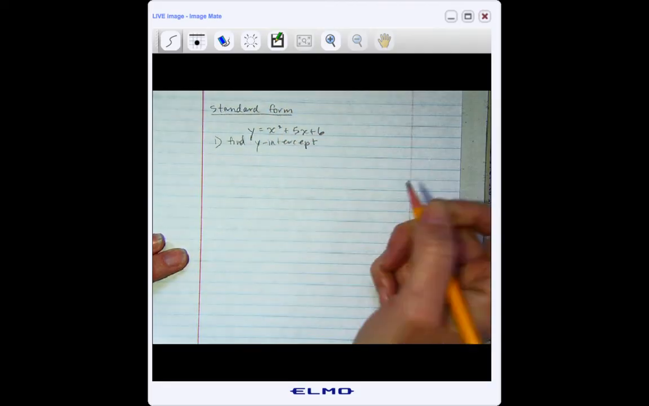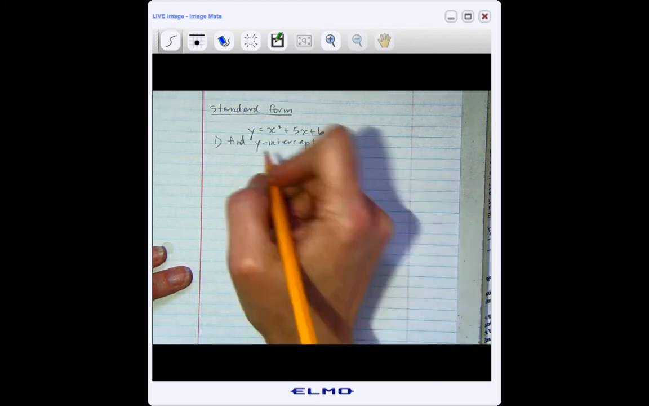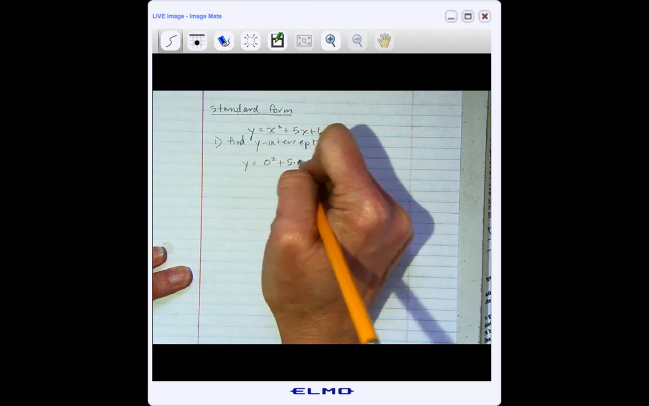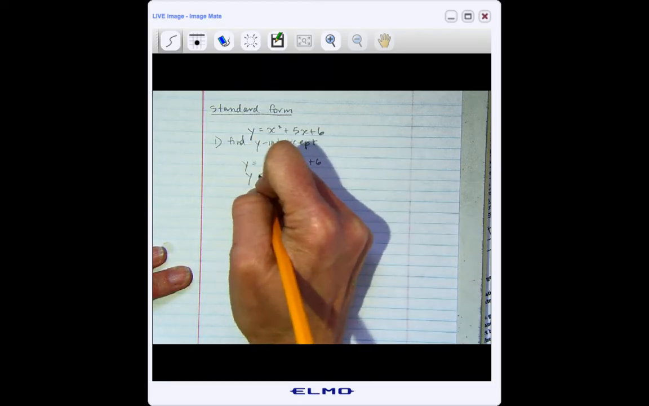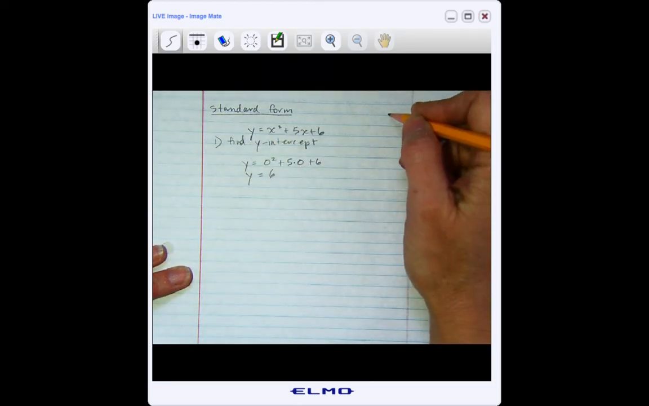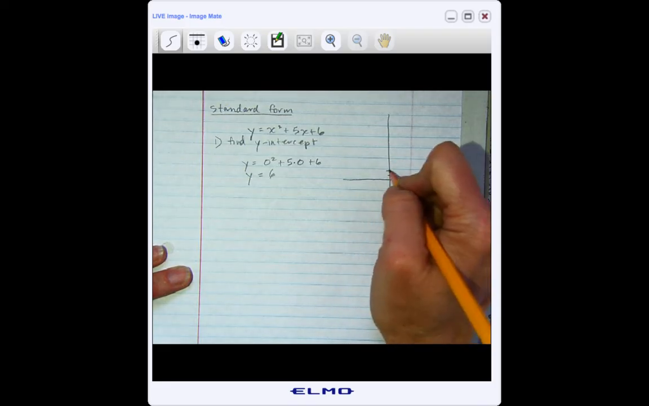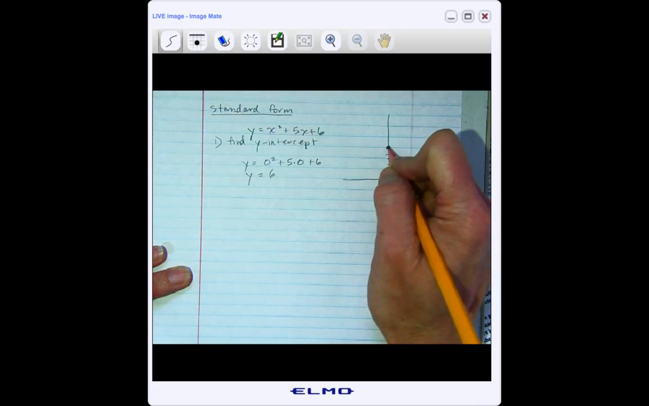And remember, our y-intercept happens when x is 0. So y is equal to 0 squared plus 5 times 0 plus 6. So I'm just going to get 6. Okay, so I'm going to plot that point first. So 0, 6. Okay, that's kind of a key point.